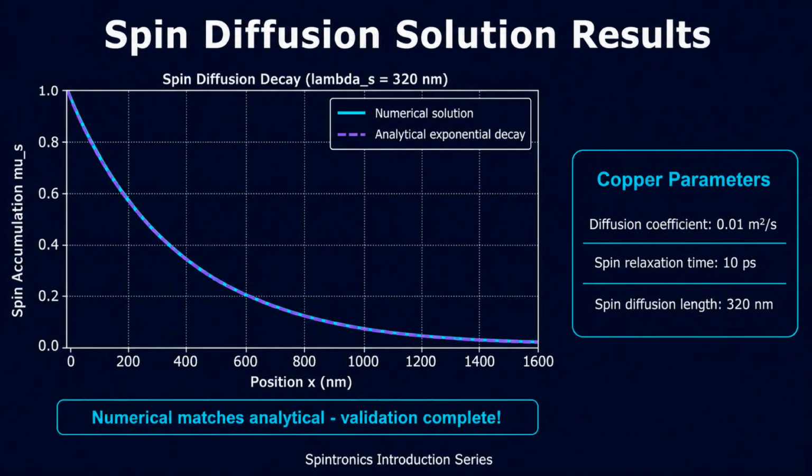Running our solver for copper, we get this result. The numerical solution shown in blue follows the expected exponential decay profile of the finite domain solution shown in red dashed line. This validates our implementation. For copper with diffusion coefficient 0.01 square meters per second and relaxation time 10 picoseconds, we get a spin diffusion length of about 320 nanometers, in line with the roughly 350 nanometers measured for copper at room temperature. The code uses SciPy's banded solver for efficient tridiagonal matrix solving.